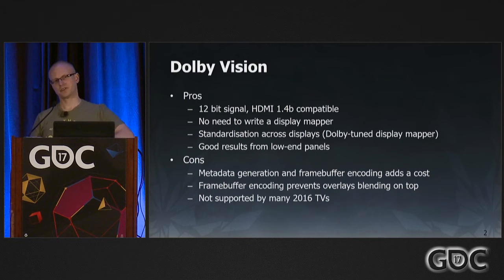Now, there's a few downsides to this. In order to feed the TV information to let it run the display mapping, you have to generate some metadata, and you have to encode the frame buffer. The metadata generation does add a cost. You tend to histogram the frame, and it's not entirely cheap, it's not insurmountable, but there's a small cost here. And when you encode the frame buffer, that adds a cost as well. But this frame buffer, once encoded, is now non-blendable, so you can't blend overlays on top of it. That means that if you try and draw something like a friend's notification, it can corrupt the frame buffer, and that's not good. Also, Dolby Vision isn't today supported by many TVs.